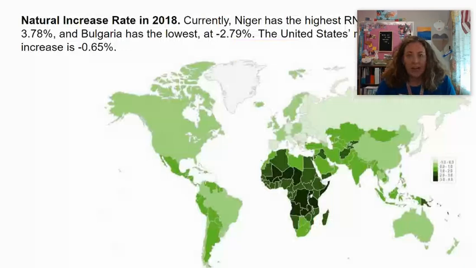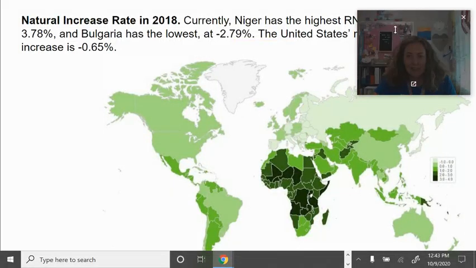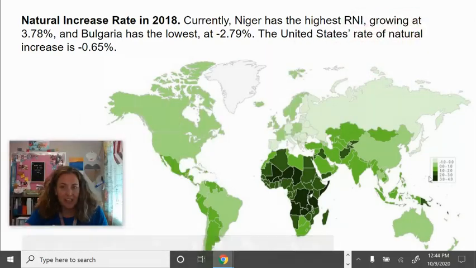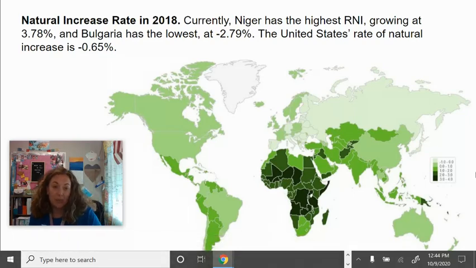All right, and then what we have here is the natural increase rate in the world. Again, this is the difference of the crude death rate and the crude birth rate, converted into a percentage. Currently, Niger has the highest rate of natural increase, growing at 3.78%. So this is phenomenal population growth. Bulgaria is in Eastern Europe, and they are currently losing their population at a rate of negative 2.79%. Ours right now is actually negative 0.65.